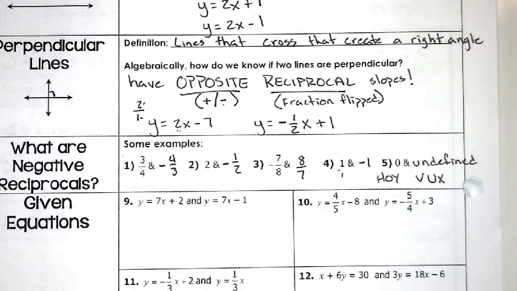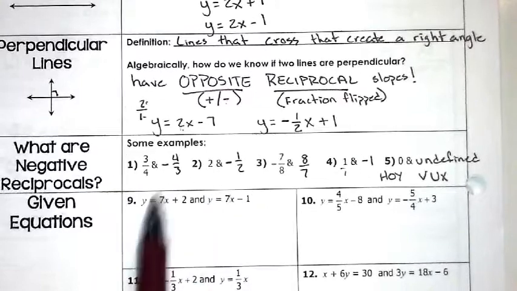Okay? So, again, 0 slope, horizontal line. The opposite of horizontal is vertical. Vertical lines have an undefined slope. Yes, that is in your homework today. Just be aware.